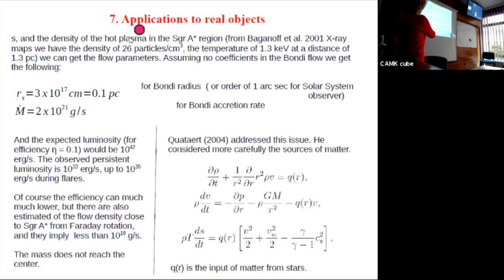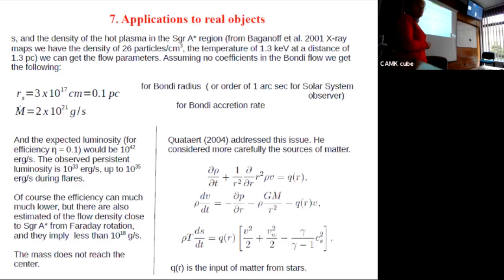And then from the emissivity profile, they were able to, it's all in this paper, Baganoff et al. 2001, but new papers give more or less the same thing. Agata was doing similar analysis as well. They have something like 20 particles per cubic centimeter. It doesn't seem like much, but nevertheless, the Bondi radius calculated with the previous formula gives 0.1 parsec, and we can calculate the Bondi accretion rate, 10²¹ grams per second.